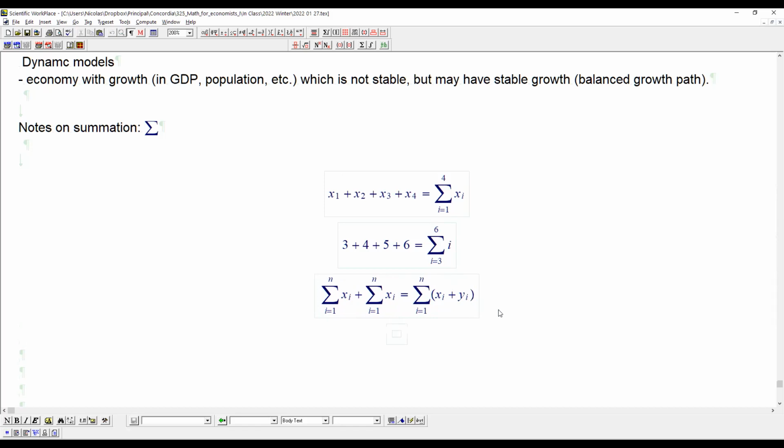Other property, sum i equals 1 to n of a xi. So if all of the elements here are multiplied by a, then of course it means that each element is multiplied by a. And of course it means that I can put the a in front of it, right?